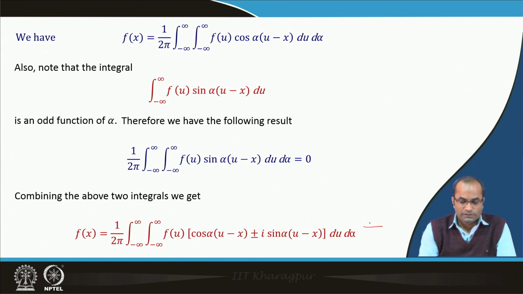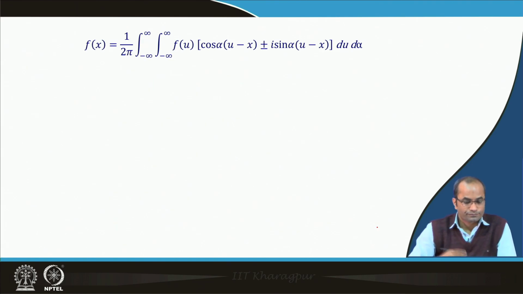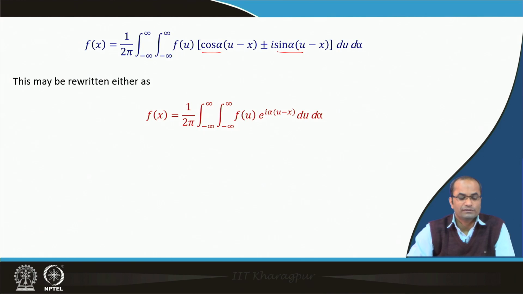Having this representation, we will rewrite it again, because we have these cos alpha and plus i sin alpha terms, which can be written in exponential form.